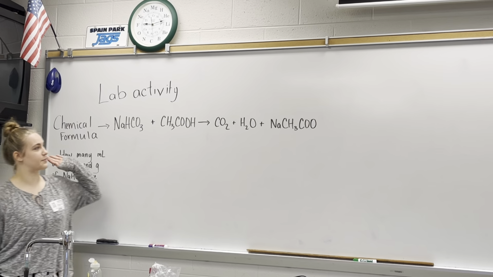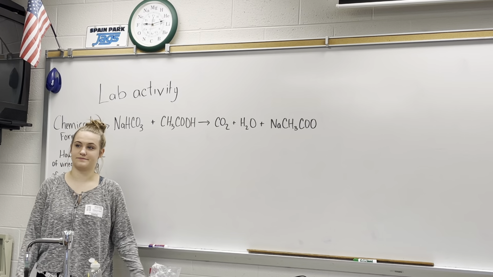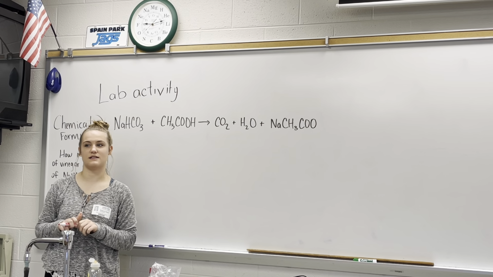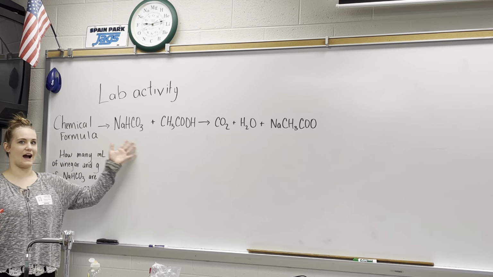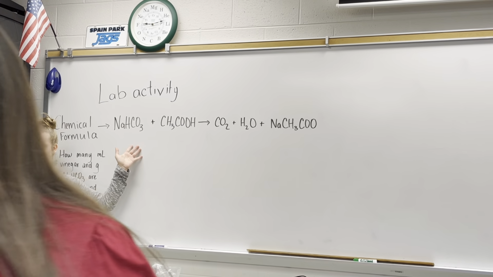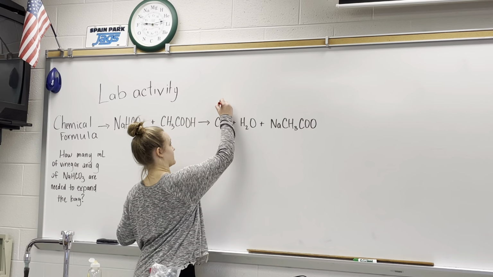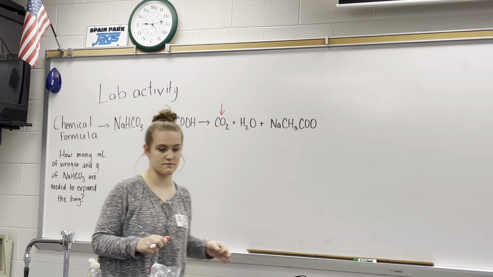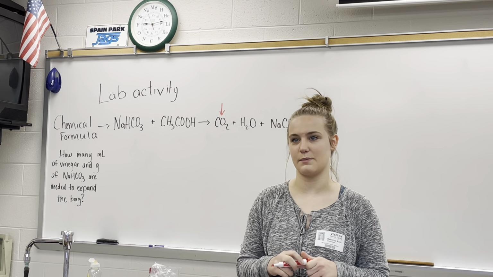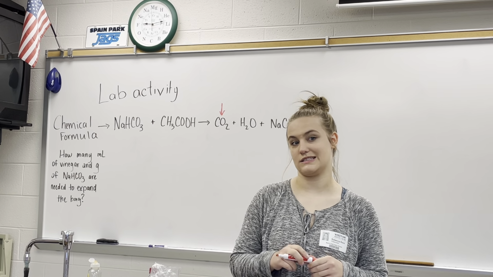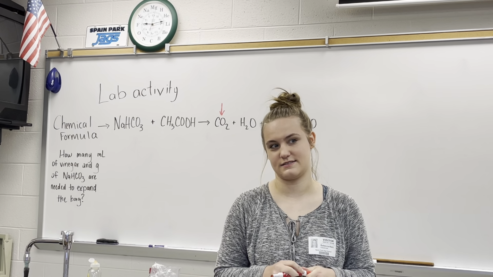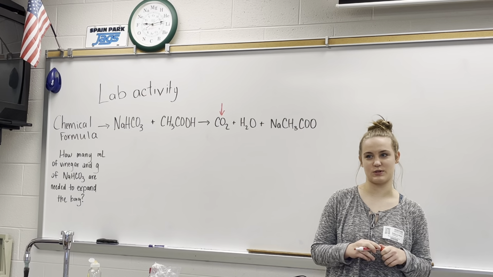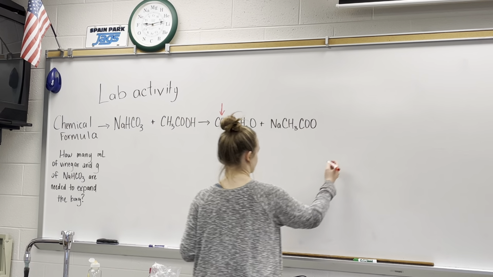So, of our products, which one of these is a gas? CO2. That is what we need to figure out: how much CO2 we're going to make in order to figure out how much of these things we're going to need. Does that make sense? Are there any ideas on how we might figure out how much CO2? What did we just do? We just calculated the moles of gas, right? So we used PV equals nRT.